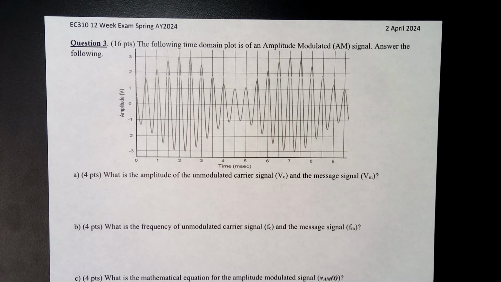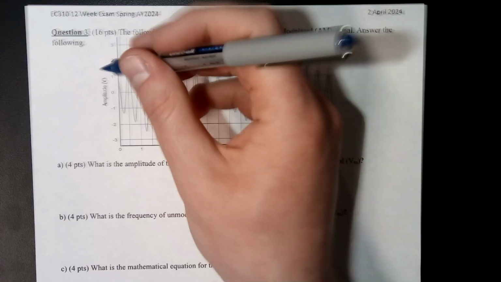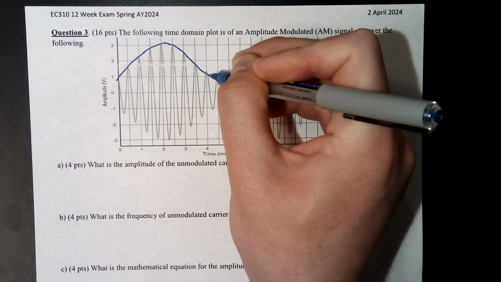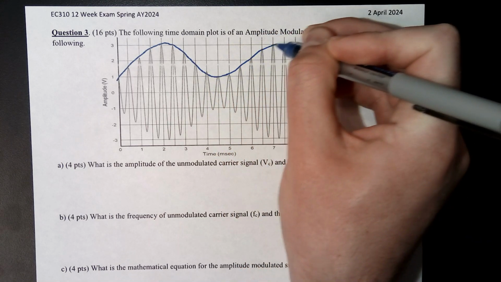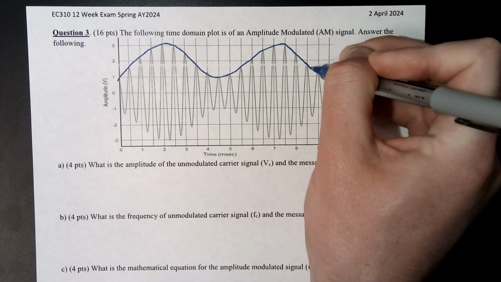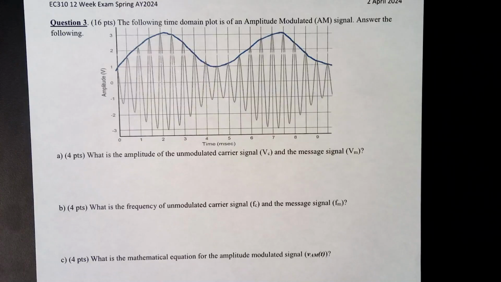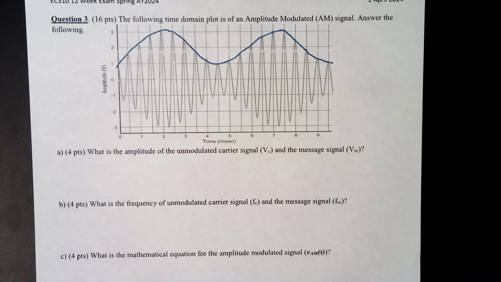Okay, on to question 3, which is an amplitude modulation question. If you see a graph like this, the first thing you should do is draw the envelope on top of that AM signal because you're going to need it later on for the rest of the question. Now you can't just do that, you've got to be able to do the rest of it, of course, but it's a good place to start.